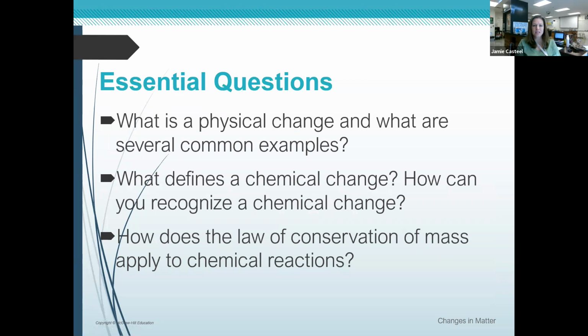Your new questions: what is a physical change and what are some common examples? What defines a chemical change and how can you recognize it? And how does the law of conservation of mass apply to chemical reactions? At this point, we need to be on page 76 in your book or ebook. You'll see a lot of pictures here: condensation and solidification. We call that freezing. And then we're going to talk about the chemical changes on page 77, and we'll get to that in just a minute.